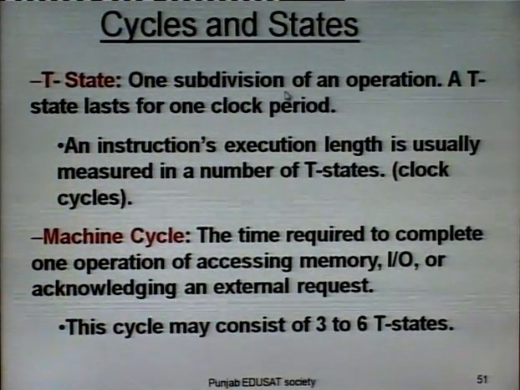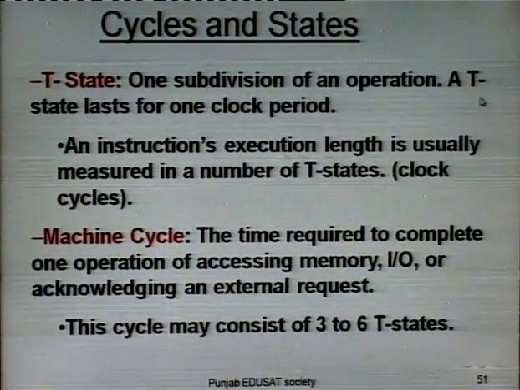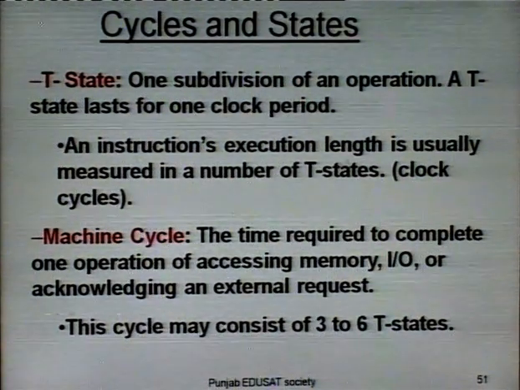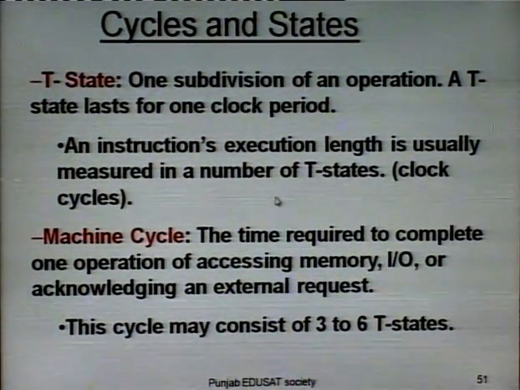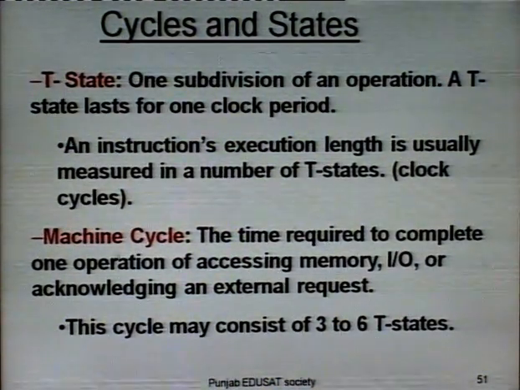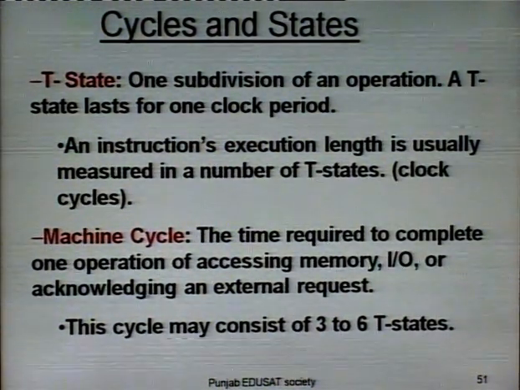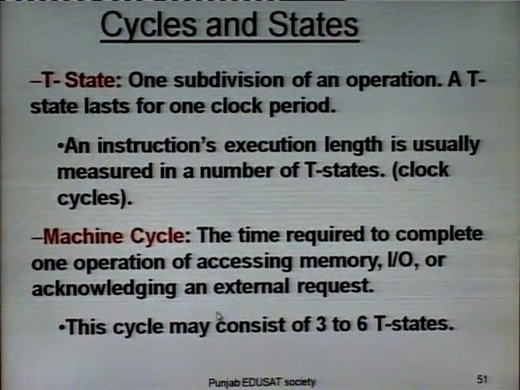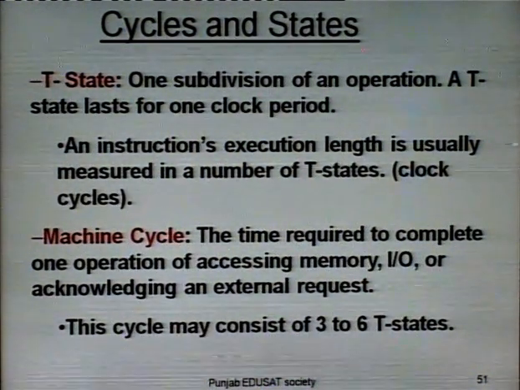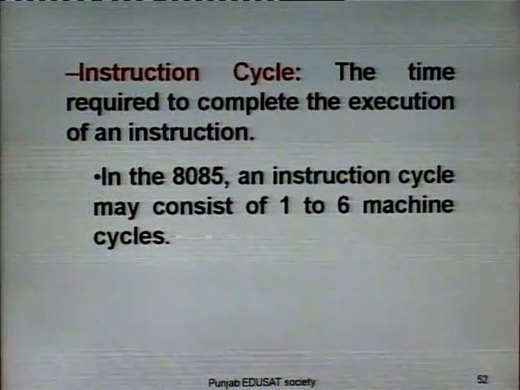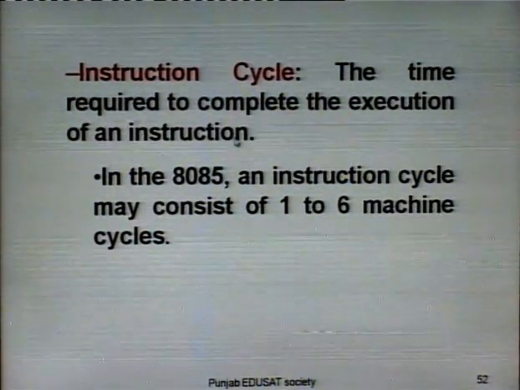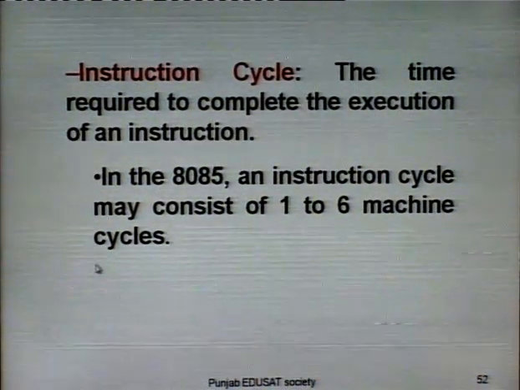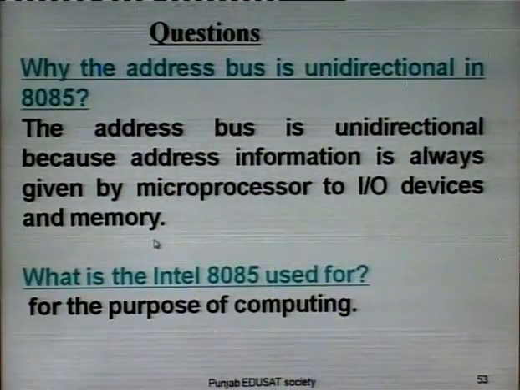Cycles and states. A T state is one subdivision of an operation, and it lasts for one clock period. An instruction's execution length is usually measured in T states, that is, clock cycles. Then we have the machine cycle, the time required to complete one operation of accessing memory, input output, or acknowledging an external request. This cycle may consist of 3 to 6 T states. Instruction cycle is the time required to complete the execution of an instruction. In the 8085, an instruction cycle may consist of 1 to 6 machine cycles.